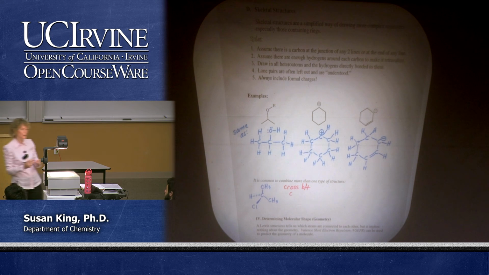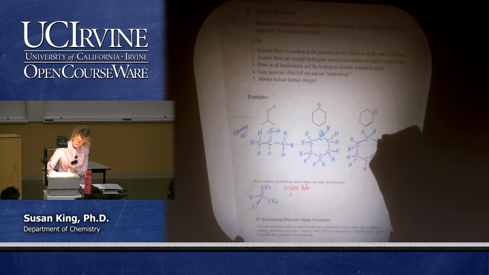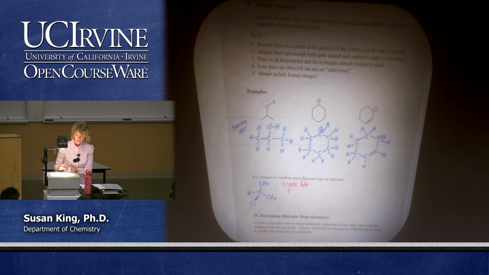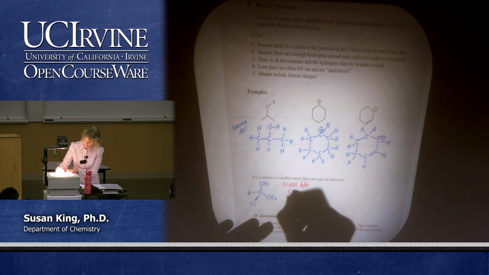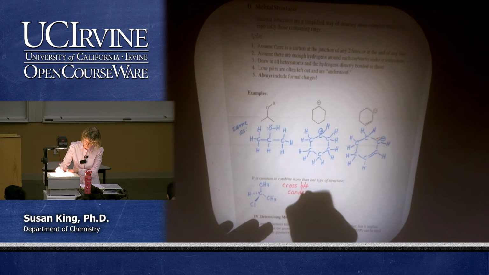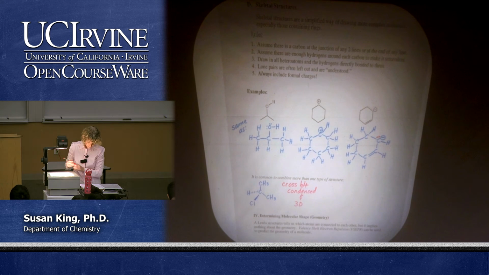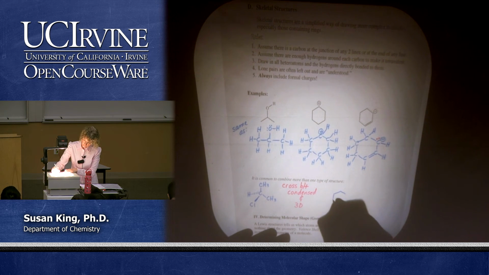Excuse me? Oh, lone pairs. I left lone pairs off here, right? See that? See how easy it is to make that mistake? Yeah. And so a Lewis structure, we have to have the lone pairs. So I do need to put that. So this one here, cross between condensed and 3D. And another structure here.